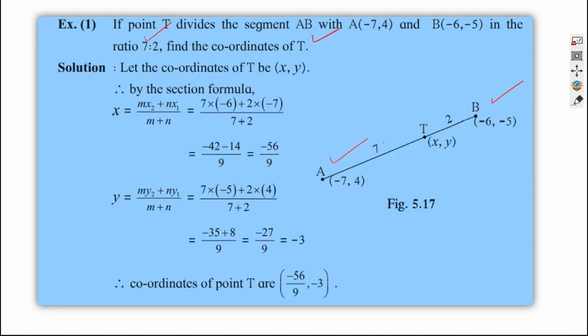So the ratio is given, and you have to find out the coordinates. Simply apply the formula. Very simply apply the formula. You will get the coordinates of both x and y with respect to the point T.